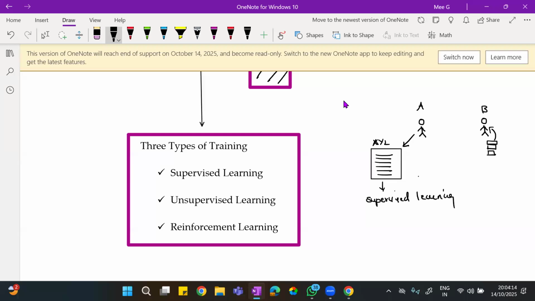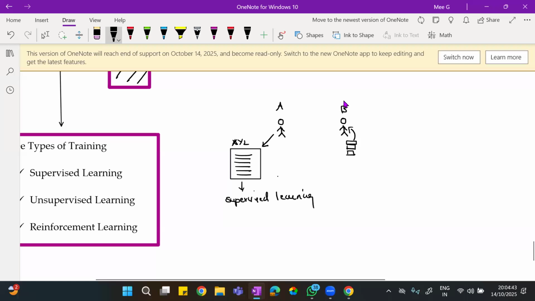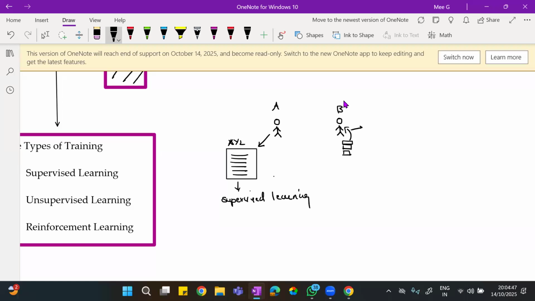Where we provide everything to the model. We will get the data, we will remove the errors from the data, we will clean the data, and we will convert it to independent and dependent variables, and we will balance the data, and we give it to our model. This is called supervised learning. Now, the one where you get the data and the model takes care of everything, this is called unsupervised learning.